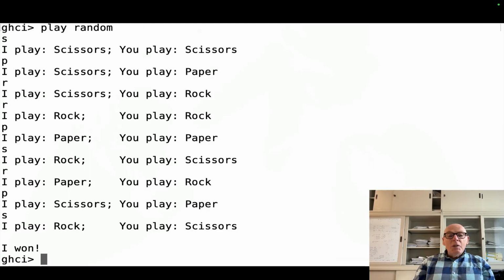And here I've got the computer playing against me. And you can see we're playing, and the computer's playing a random strategy, and I am choosing S, P or R for scissors, paper or rock. And after a number of plays, the computer has won. Let's think about how we could implement that.